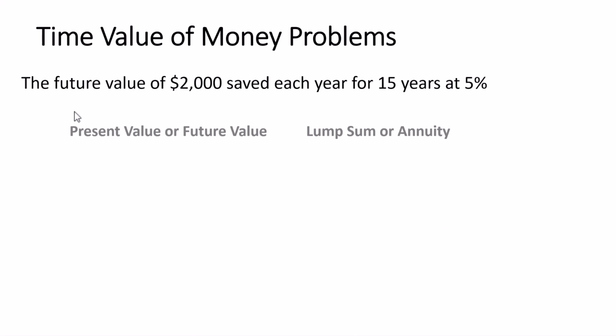The next one says the future value of $2,000 saved each year for 15 years at 5%. Again, we have our questions. We can see that this one explicitly tells us this is the future value, so we'll go ahead and circle the future value here. Now we're looking for verbiage on whether this is a lump sum or annuity. It says the future value of $2,000 saved each year. This each year is important, and it tells us that this is an annuity.